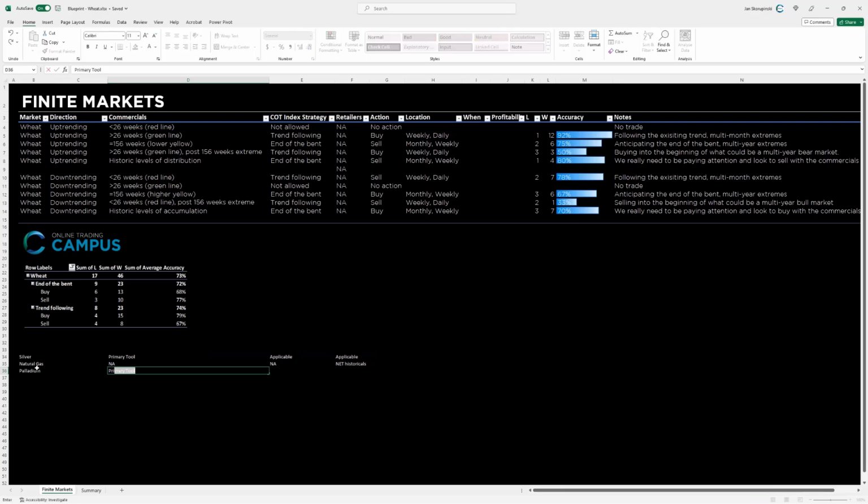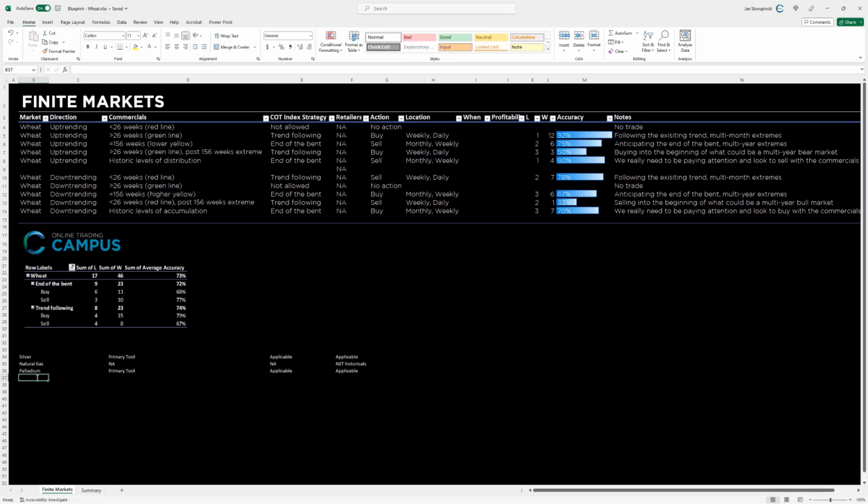This is our primary tool. The COT index is applicable and the retailers are applicable, right? And so we can see for the precious metals, it makes a lot of sense that this stuff works. Wheat, makes a lot of sense that this stuff works. Natural gas, we checked, it just doesn't work. We have to use other things.